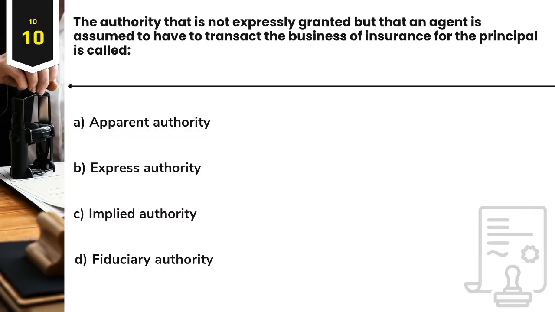Question 10. The authority that is not expressly granted but that an agent is assumed to have to transact the business of insurance for the principal is called: A. Apparent authority. B. Express authority. C. Implied authority. D. Fiduciary authority.